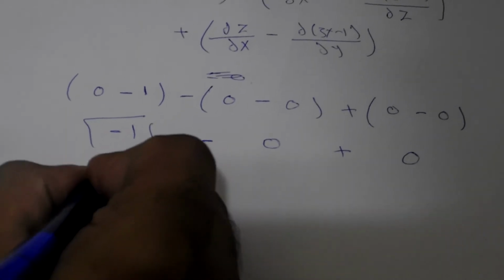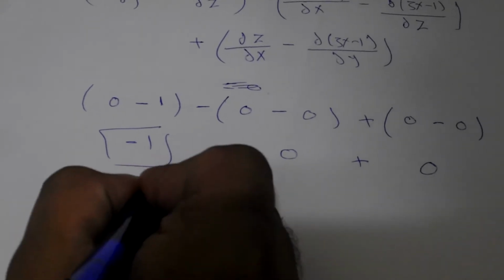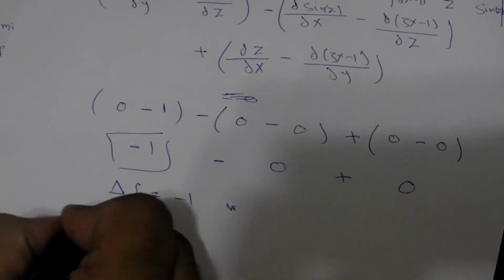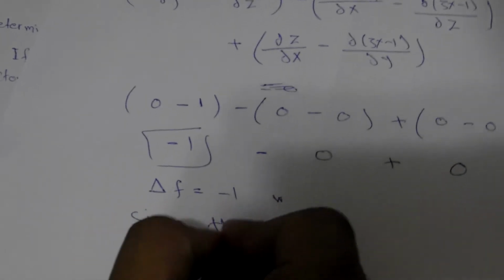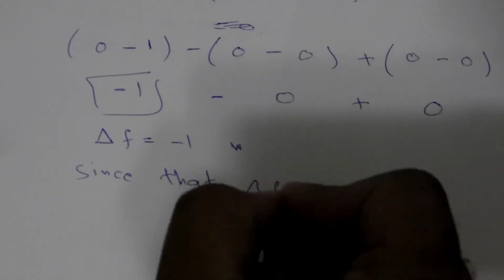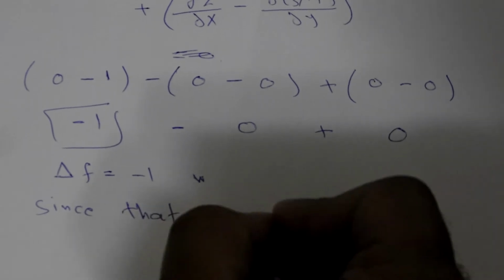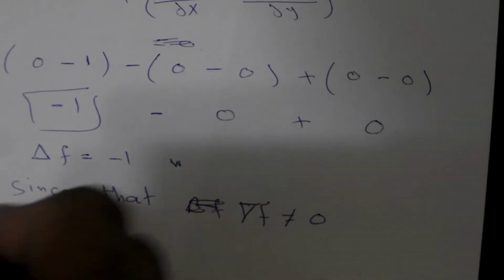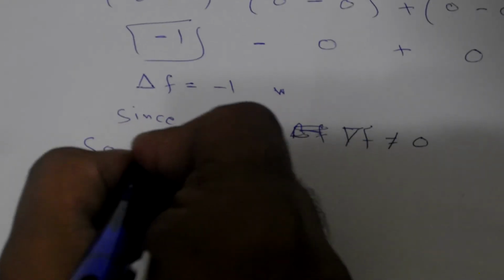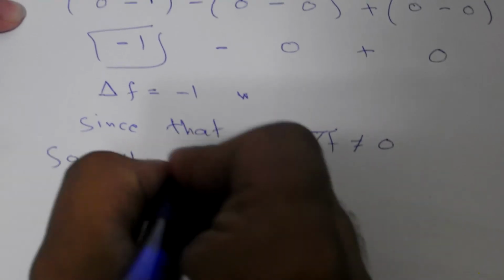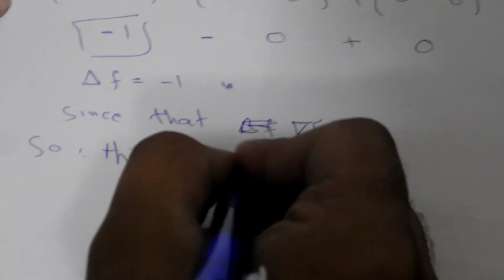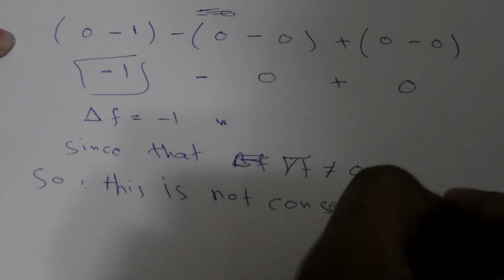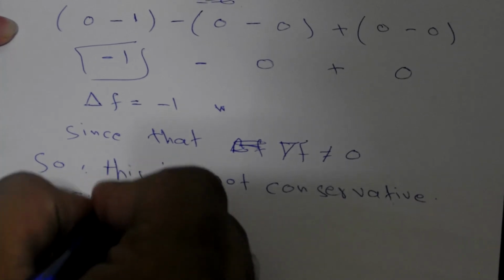So the determinant of this curl is equal to minus 1, which is not equal to 0, so this is not a conservative vector field.